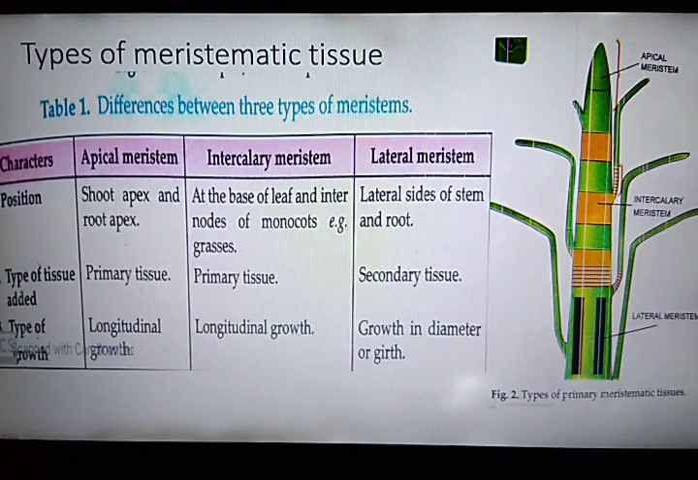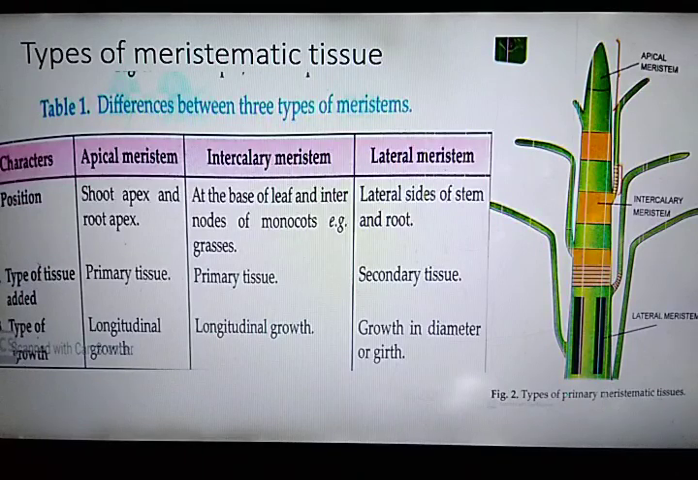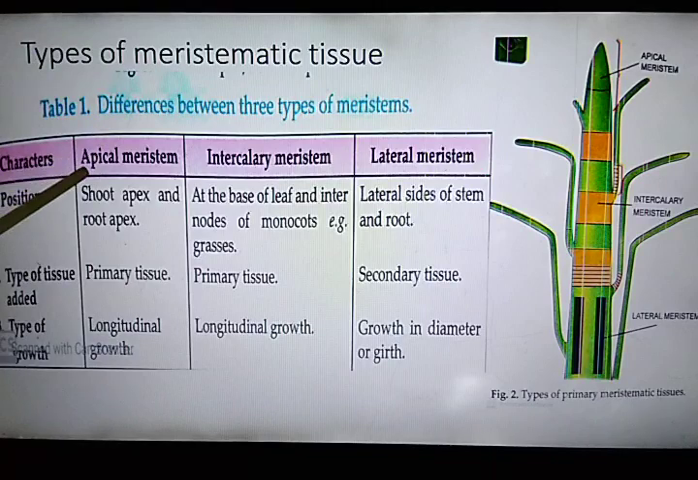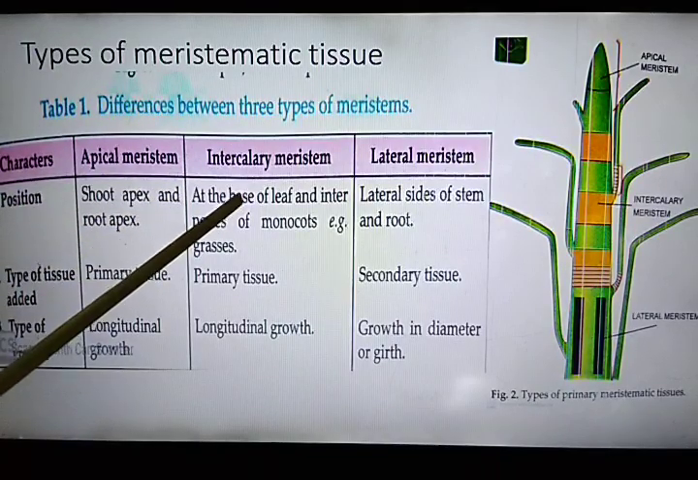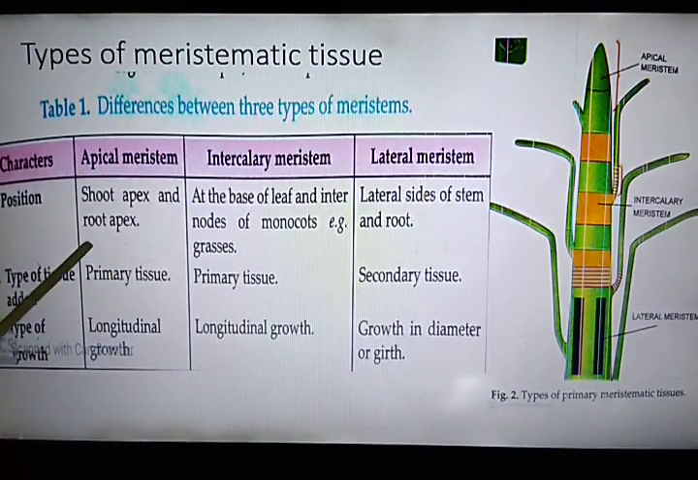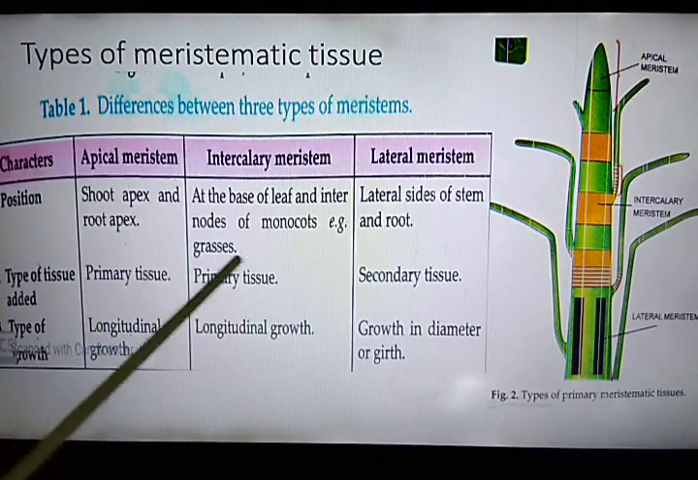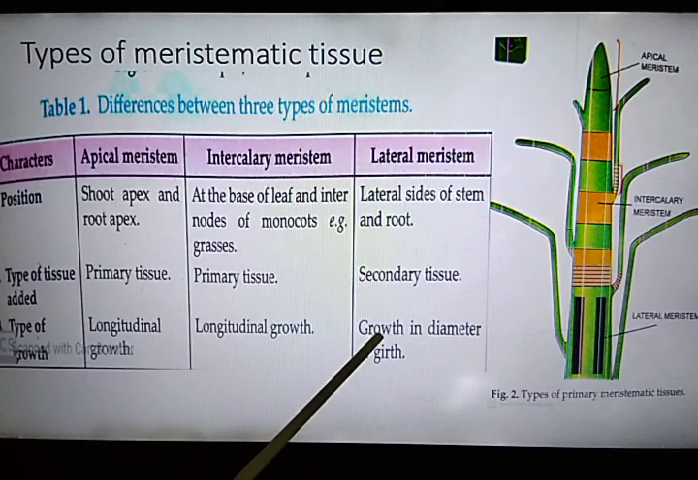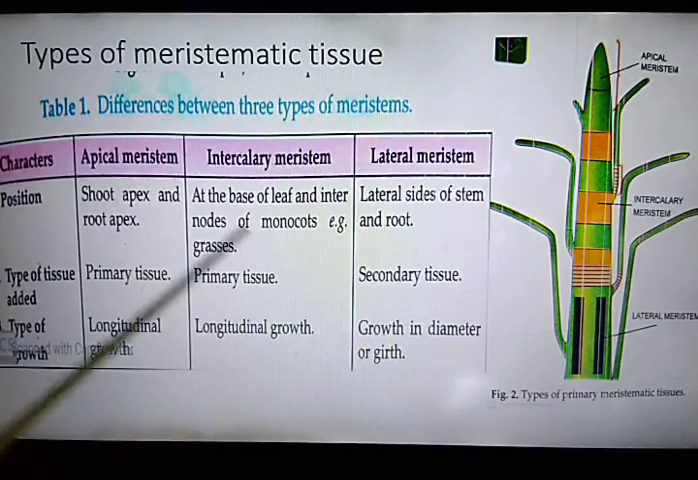So increase in the height of the plant is known as primary growth, and increase in the width of the plant is known as secondary growth. So apical meristem and intercalary meristem are responsible for primary growth of the plant, whereas lateral meristem is responsible for secondary growth of the plant.